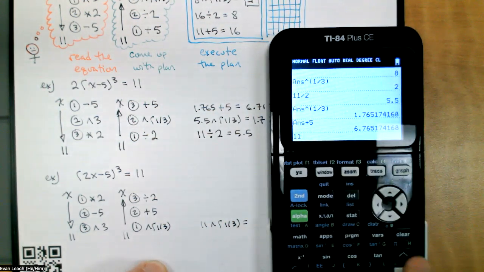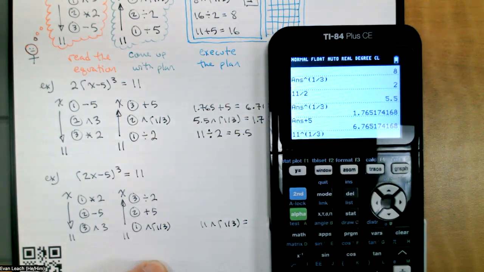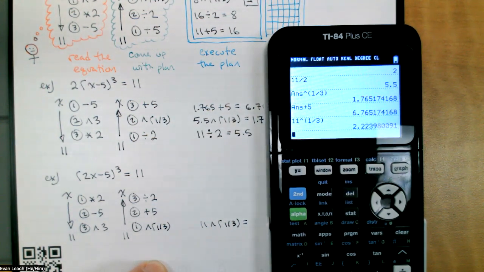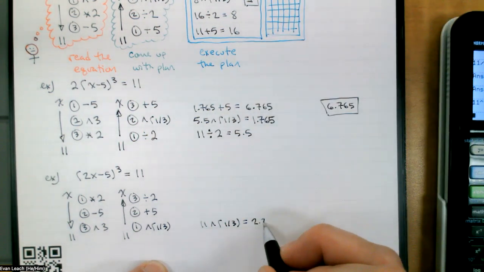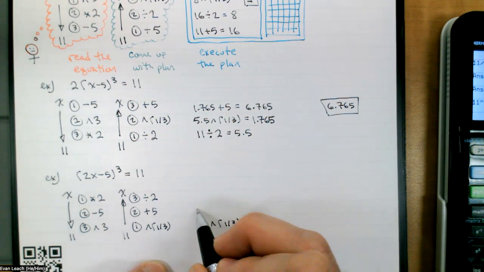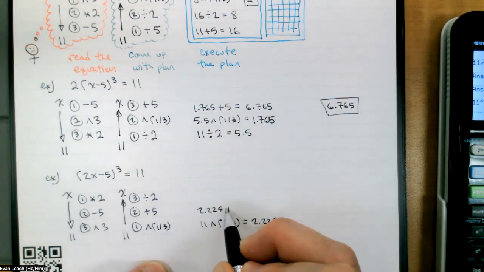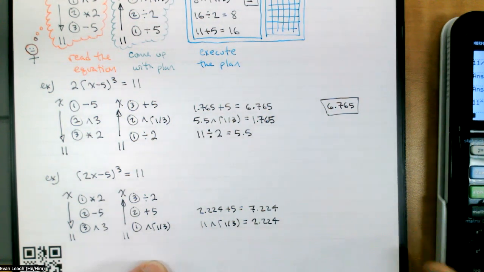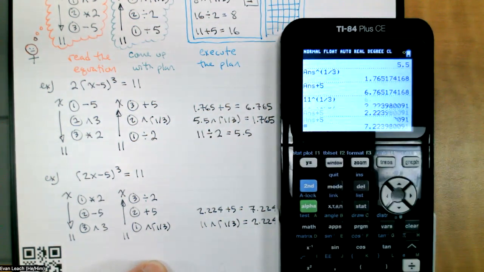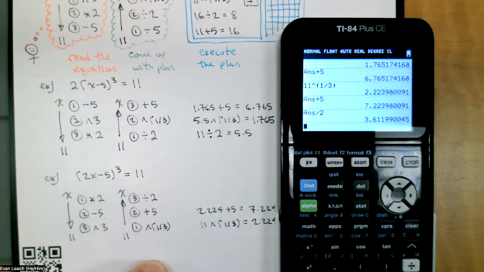So I'll take my 11 and raise it to the 1/3 power. Make sure my exponent is in parentheses. And that gives us 2.224. Next, we'll take the 2.224 and add 5. Get 7.224. And finally, we'll divide by 2 to get 3.612.